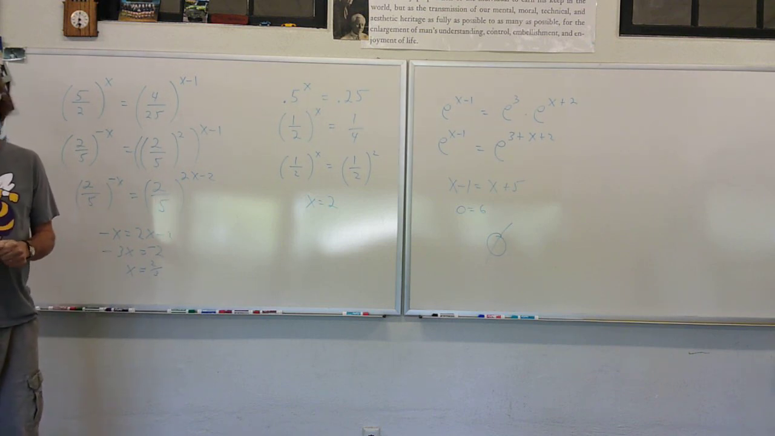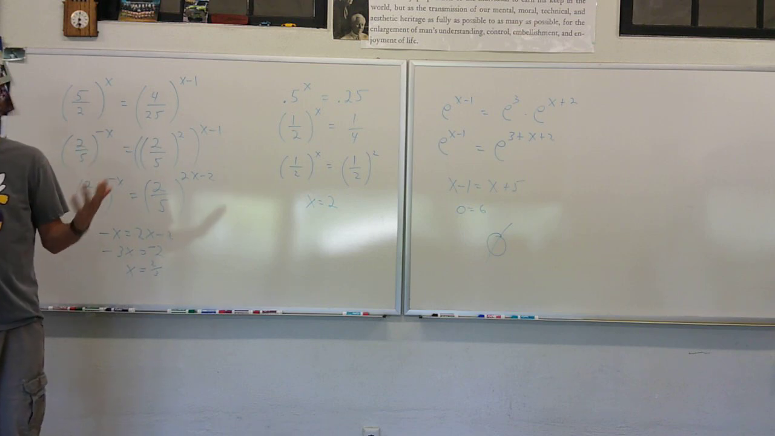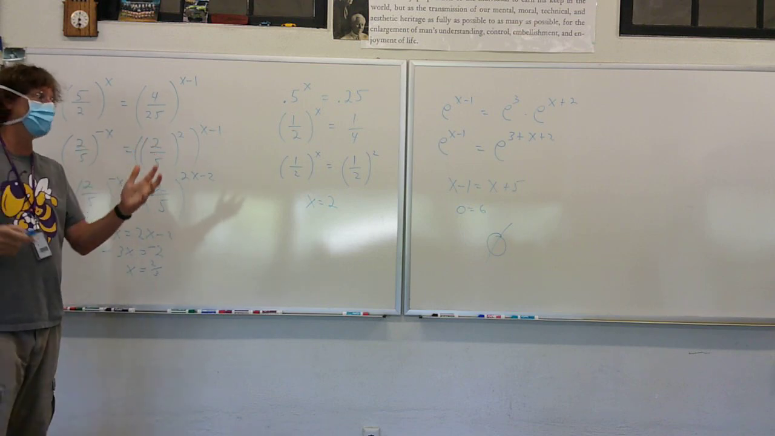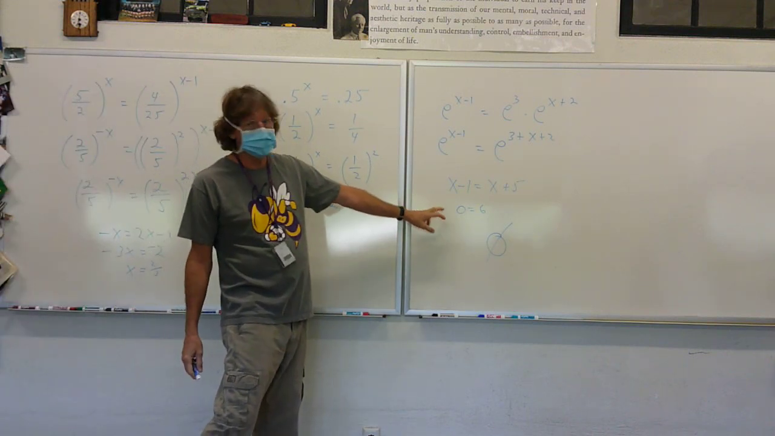Guess what happens if all your variables go away and you get a true statement? That means there's multiple solutions. A bunch of numbers work, an infinite number of solutions. All rational numbers. So I didn't mean for this to happen, but I got to review a little notation with you.